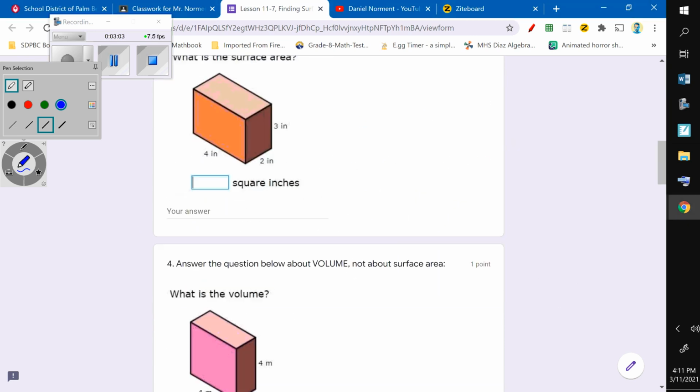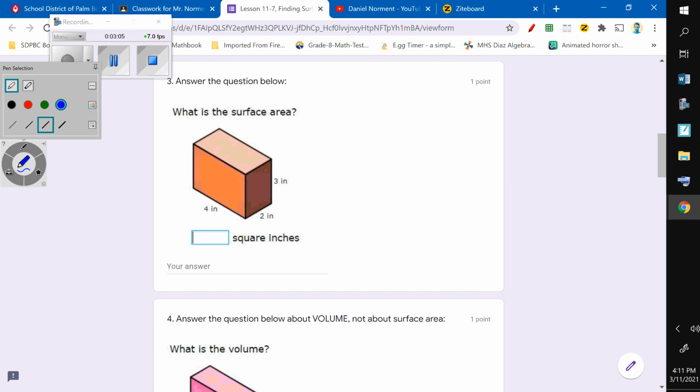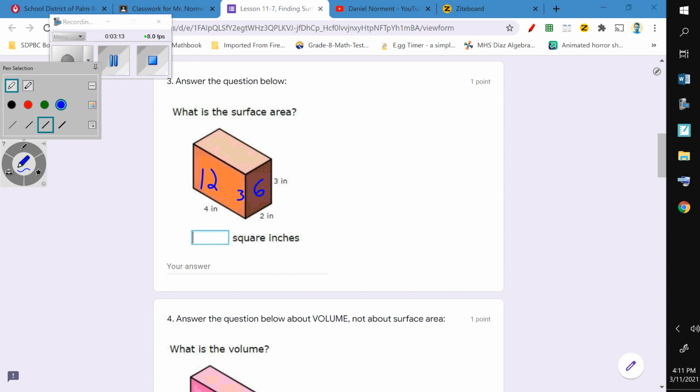And that's the process. So for this one, surface area of this, you know this is going to be 3 times 2. This right here is going to be 4 times 3. And then the top and bottom are the same, the left and right are the same, and the front and the back are going to have the same area. So this area right here is going to be 8. So I'm going to take those 3 numbers, add them together, and then multiply that times 2, and I get my answer.